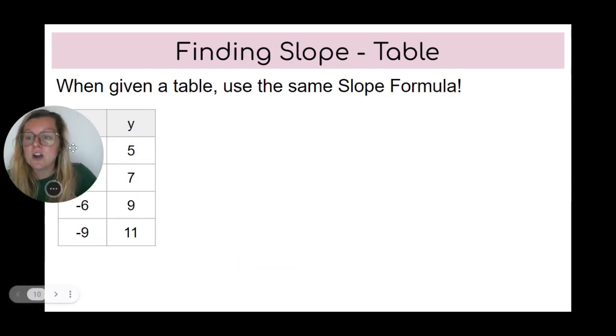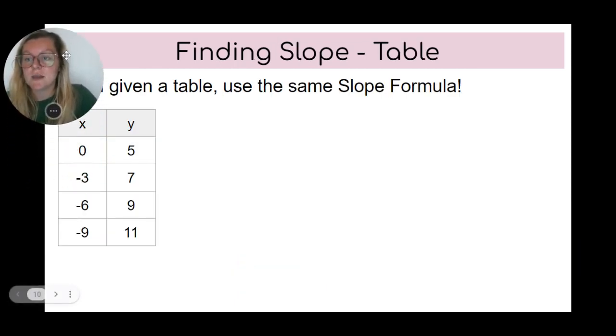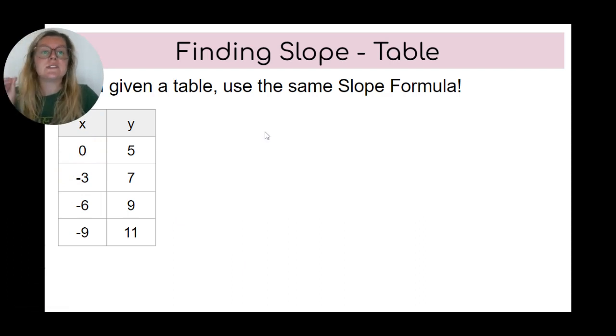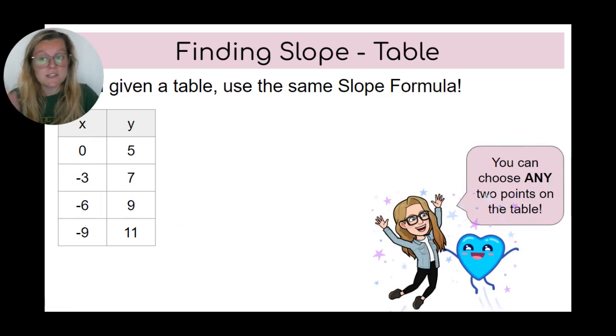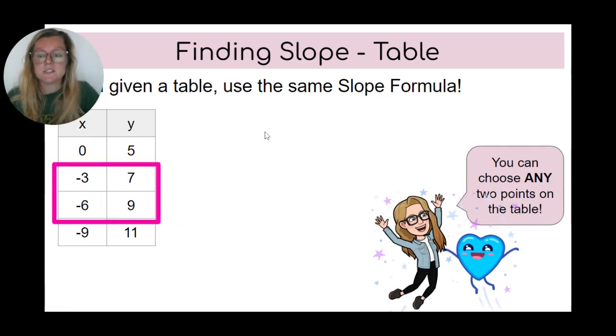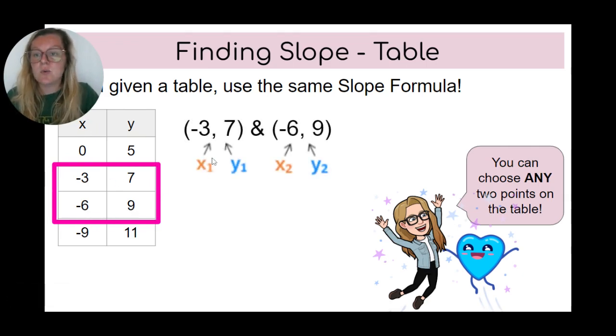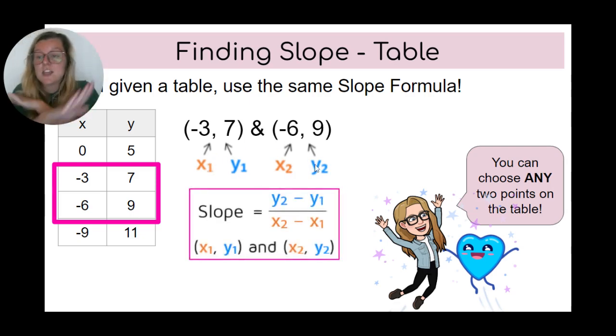Okay, if we are ever given a table, which you guys might see, you are going to use the same slope formula. You can pick any 2 points on that table. It does not matter. So maybe I'll pick the middle ones. I'm going to label them. So here's my x. Here's my y. So negative 3, 7. Here's my first point. Negative 6, 9 is my second point. Label x1, y1, x2, y2. Plug it in the formula, and you're going to do the same exact thing. Simplify, and then that'll give you your slope.